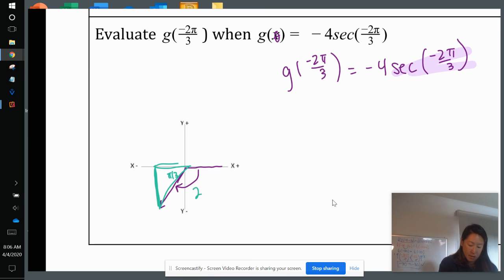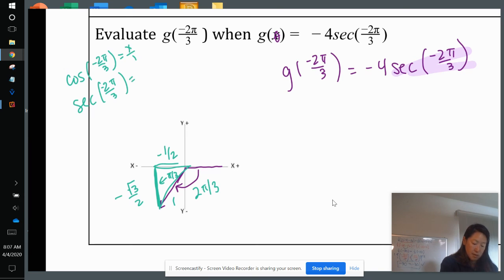I'm missing 1 pi over 3. So across from pi over 3, or across from 60, is root 3 over 2, negative because it's in the third quadrant. Negative 1/2 and 1. Secant is the reciprocal. So for the secant of negative 2 pi over 3, I'm actually going to figure out what the cosine of negative 2 pi over 3 is, which is x over 1. So the secant is going to be 1 over x.